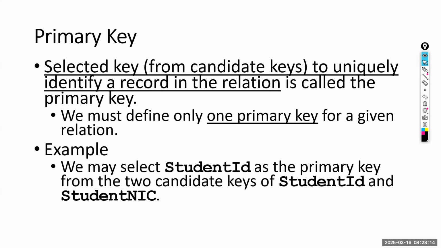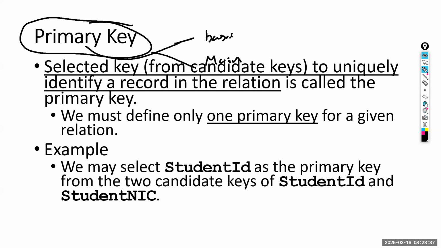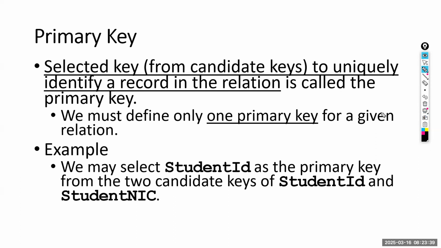Remember, the word primary has two meanings in English. One is basic. That is why we say primary school. The kids' school is called primary school, that is the basic, elementary. The second meaning for primary is the main. So here, when we say primary key, it means the main key. So we need to select the primary key out of the candidate keys, and we select only one primary key. We don't select more than one primary key.